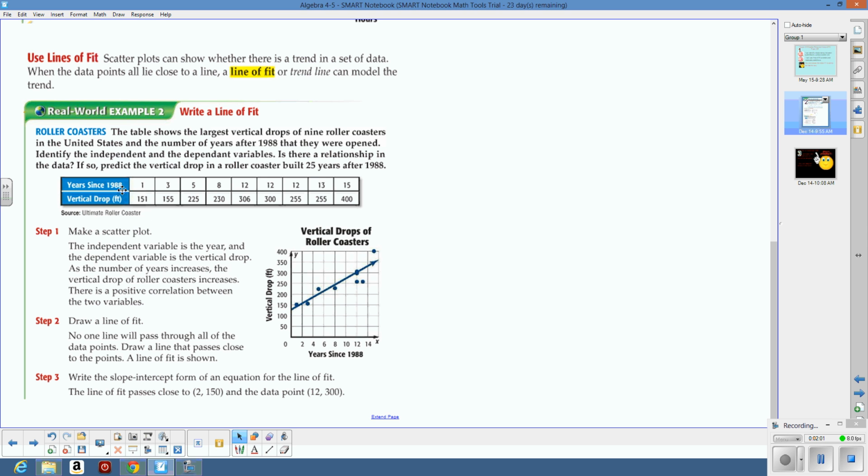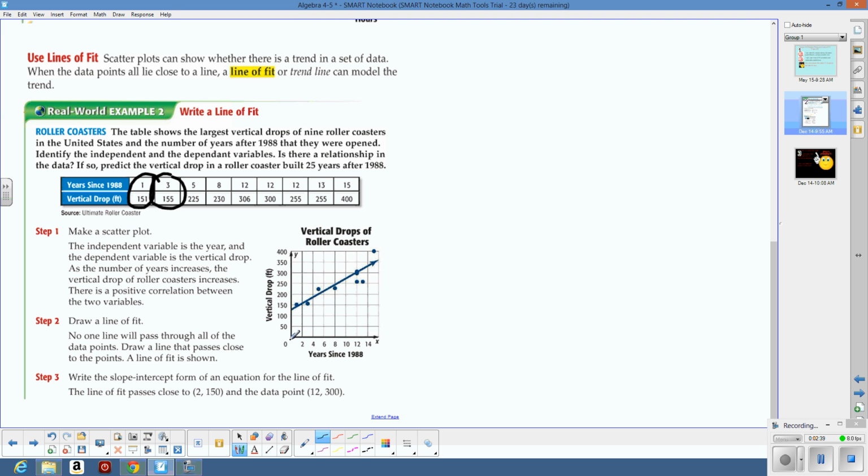Well, here's our information. 1 year since 1988, the vertical drop was 151. 3 years since 1988, the vertical drop was 155. Each one of these is going to be a data point on your graph. The years since 1988 is going to be your independent variable, and then the dependent variable is going to be the vertical drop.